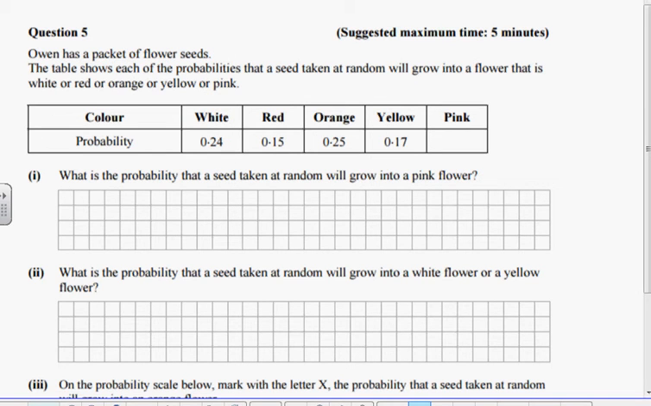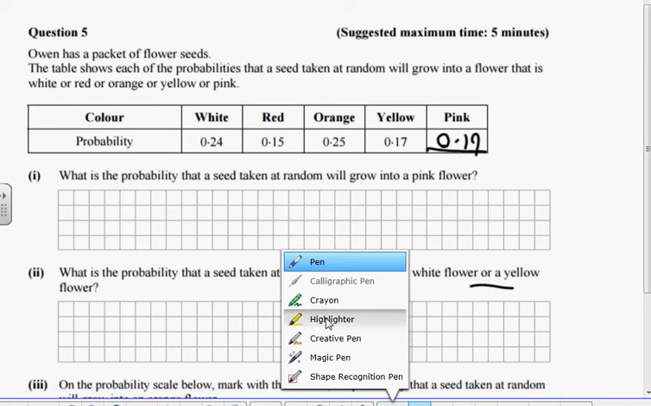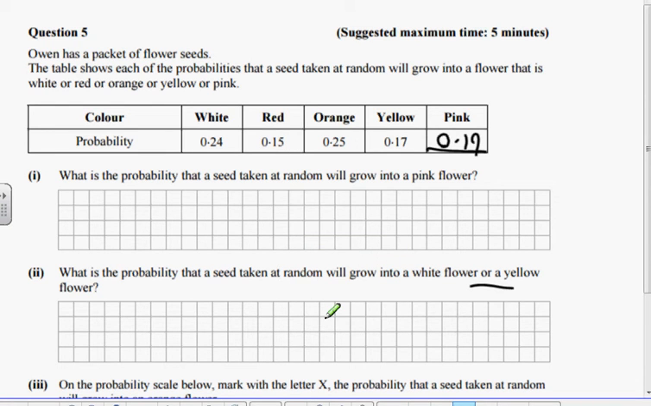Question 5. Owen has packets of flower seeds and he plants them, and there are certain probabilities that each one grows. How many pinks do we have, do you think? You take 0.19 all away from 1, don't you? They have to add up to 100%. What is the probability that a seed taken at random will grow into a white flower or a yellow flower? You're going to add them both together, aren't you? White, yellow, 0.41.